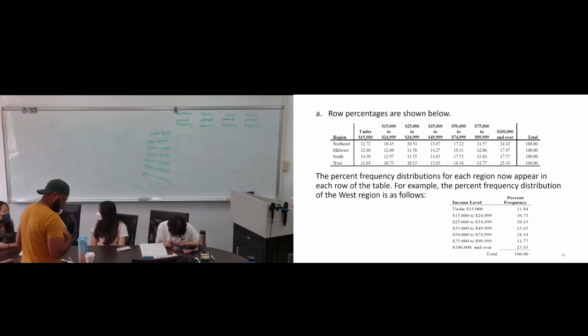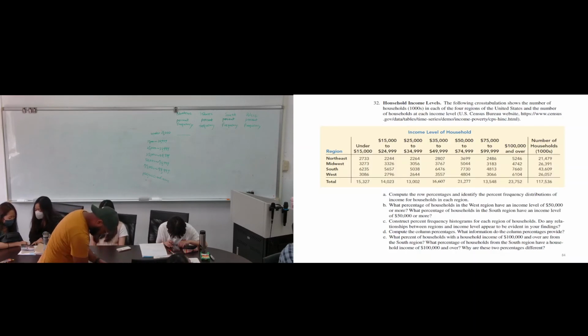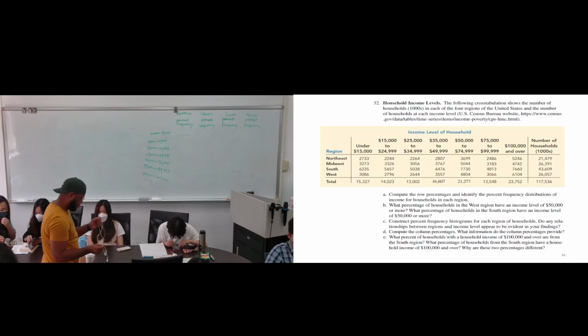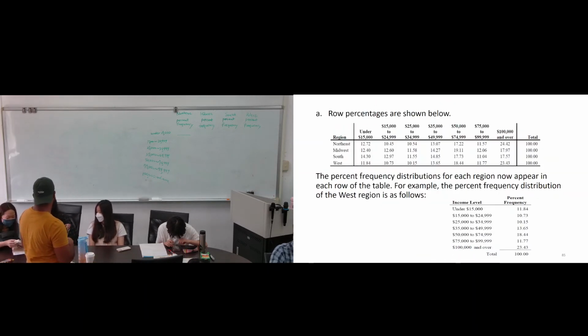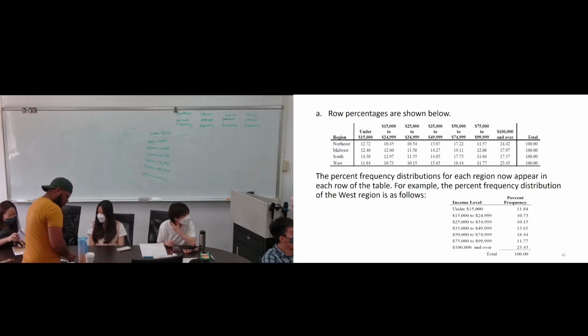Let's go back to question A. A asks us to compute the row percentage, and after that identify the percent frequency distribution for each region. Because there are four regions, we need to present each. So this is for the West region. We also do the same thing for South, for Midwest, for Northeast.